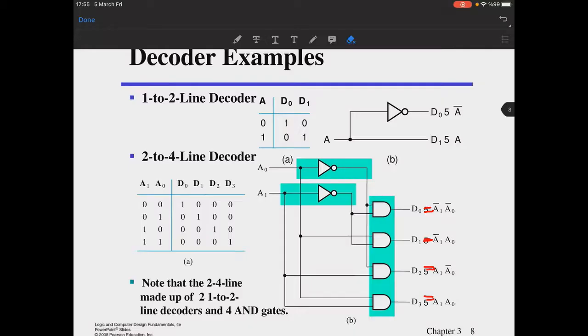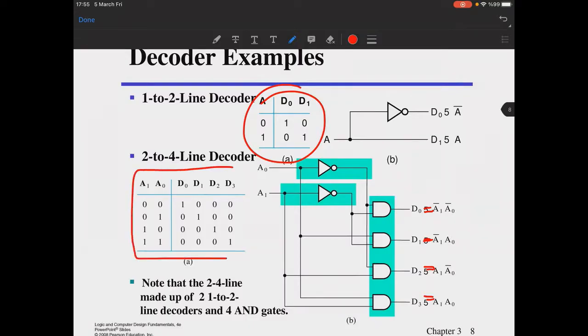Okay, this is the truth table here, and how about a 2 to 4 line decoder here? Here you see the truth table like this. You see this diagonal here. At any given input combination, only one of the outputs will be 1 at any given time, and the remaining ones will be 0. How can you achieve this? It is again like connecting 2 1 to 2 line decoders together.